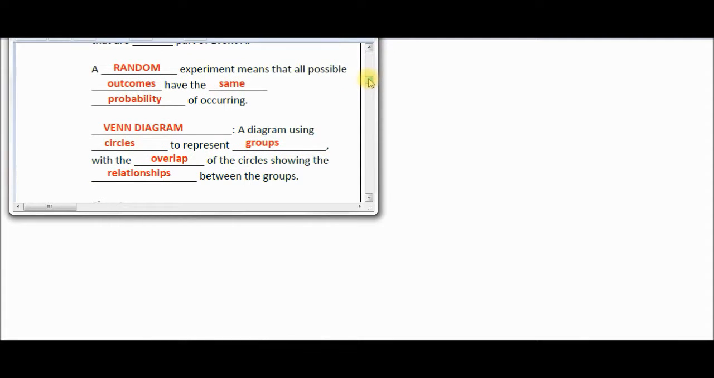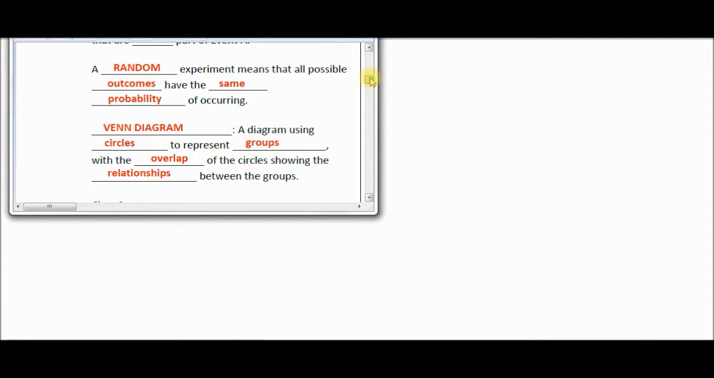Now let's deal with a new one. A Venn diagram. It's a diagram using circles to represent groups, with the overlap, you could also say intersection, of the circles showing the relationships between the groups. You've probably drawn Venn diagrams before, but maybe you have not gone through and figured out probabilities based on Venn diagrams. So we're going to have circles that overlap, and it's going to show us the relationships between the groups.